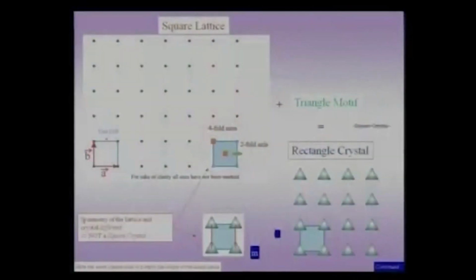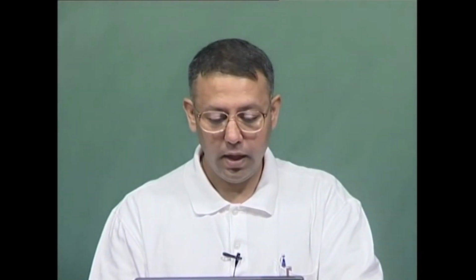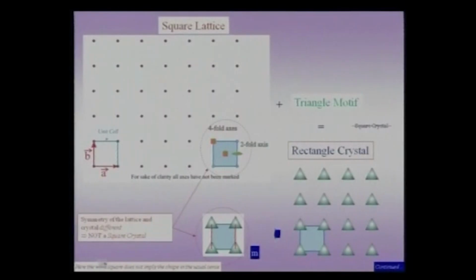In this case, the symmetry of the lattice and the crystal are different, and therefore it is clearly not a square crystal. We have to note that the word square does not imply the shape in the usual sense. The word square here is a very technical term. When I mean a square crystal, I mean it has 4-fold symmetry or 4 mm symmetry, and I am not using it in the sense that it has a square geometry of the unit cell. Yes, additionally of course I could take the geometry of the unit cell and analyze its symmetry, which is definitely possible.